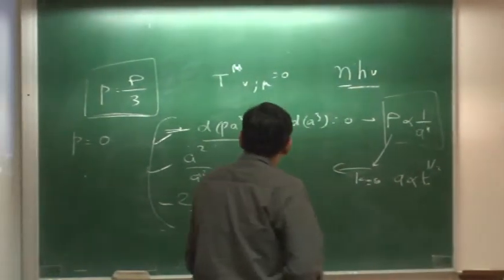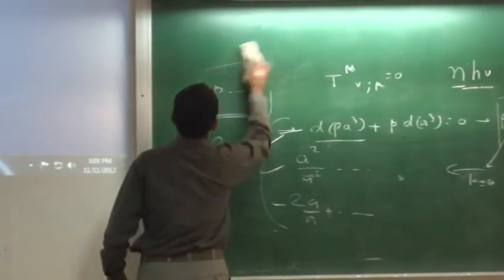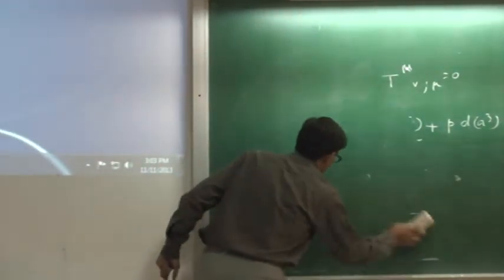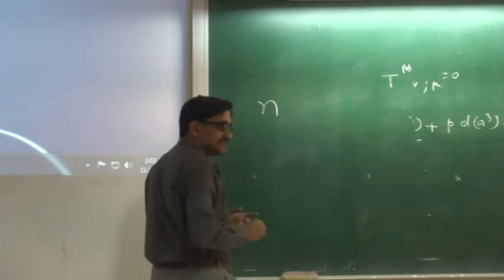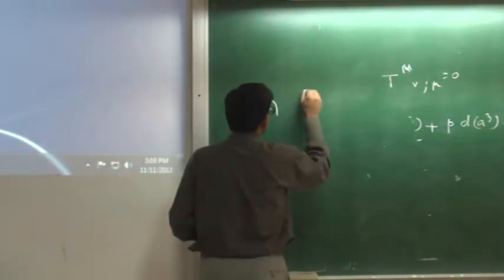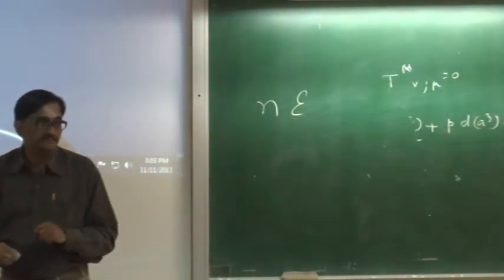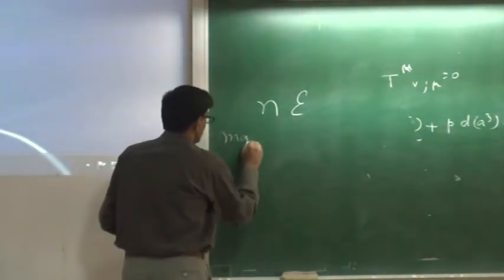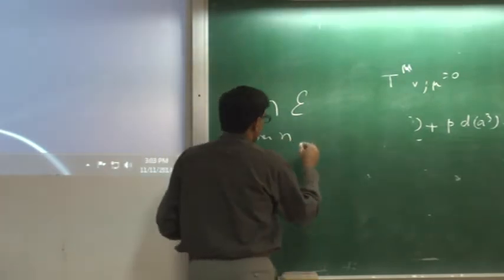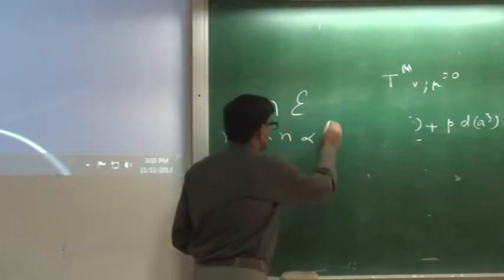So a better way I can write it down is the number density of particles times E, which is the energy of each particle. For the case of matter, the number density, like any number density, will go as 1 by a cube.